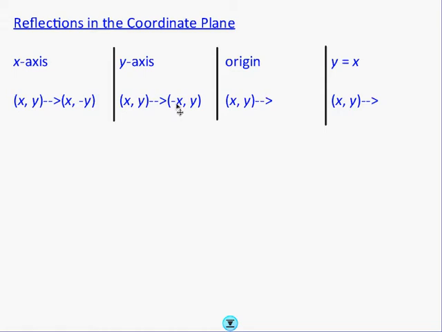When we flip over the origin, the x and the y both become negative. So both signs change. And then finally, if we flip over the line y equals x, the x and the y trade places.